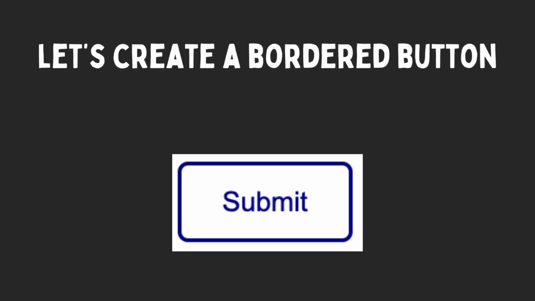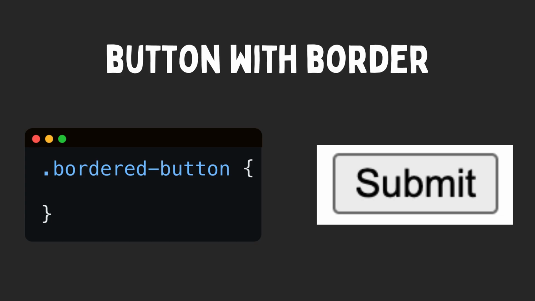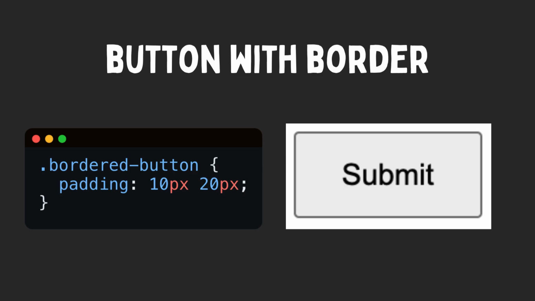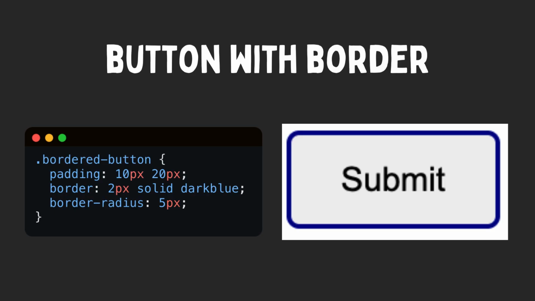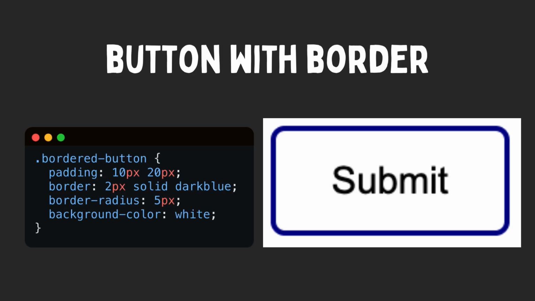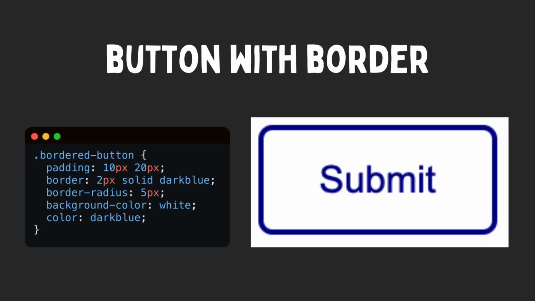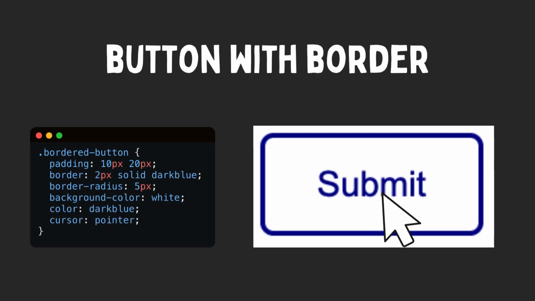let's now create another button with a border. We will give the button a class of bordered button. In the CSS, we will target the button and give it a padding of 10 pixels vertical and 20 pixels horizontal. Border of 2 pixels solid dark blue. Border radius of 5 pixels. Background color of white. Font color of dark blue and cursor pointer.